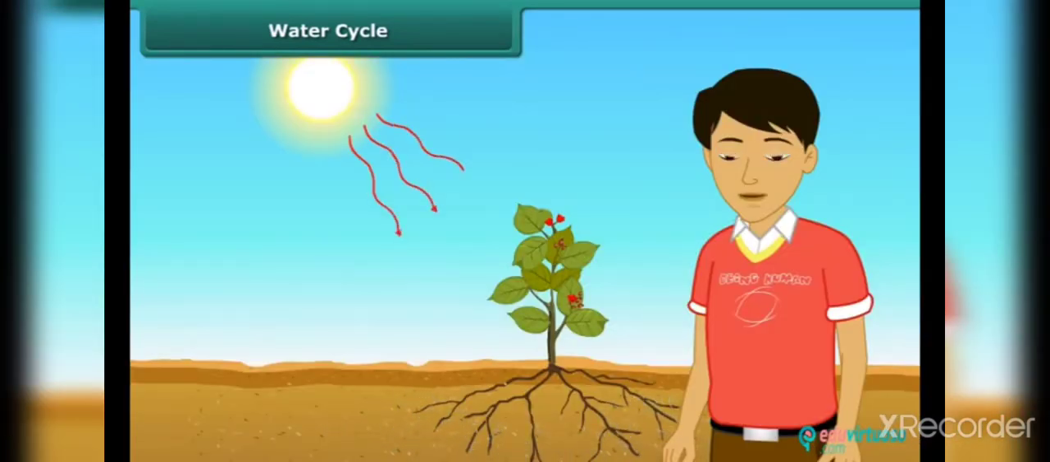Plants absorb water from the soil. They use a part of this water to prepare their food and release the excess water into the air as water vapor. This process is called transpiration.